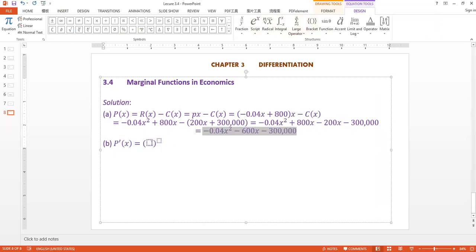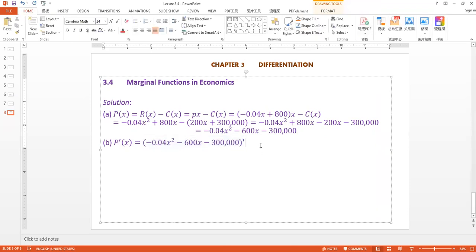Okay, so let's just take the derivative of the profit function, which we already obtained in the first step. So just do it step by step. We're going to take the derivative of negative 0.04x squared, and then 600x and negative 300,000. Okay.